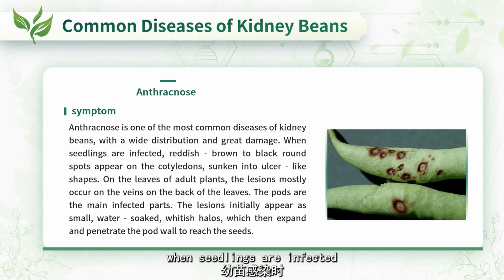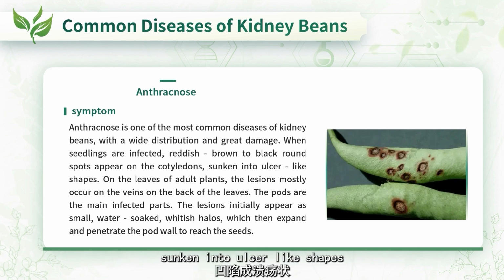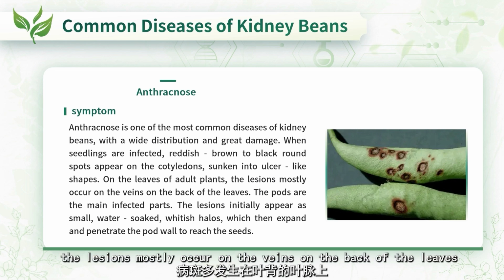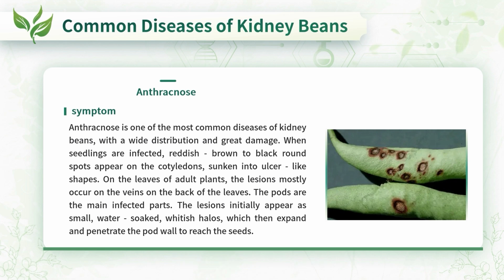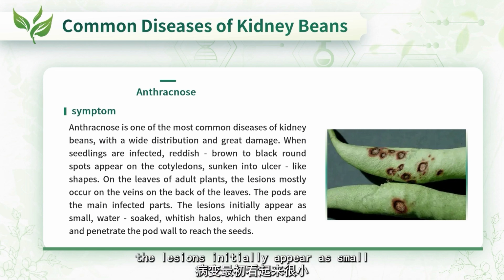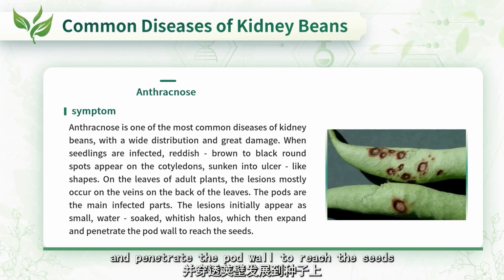When seedlings are infected, reddish-brown to black round spots appear on the cotyledons, sunken into ulcer-like shapes. On the leaves of adult plants, the lesions mostly occur on the veins on the back of the leaves. The pods are the main infected parts. The lesions initially appear as small, water-soaked, whitish halos, which then expand and penetrate the pod wall to reach the seeds.